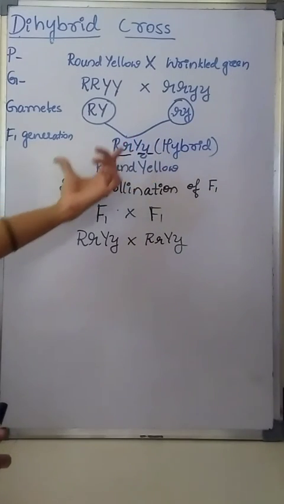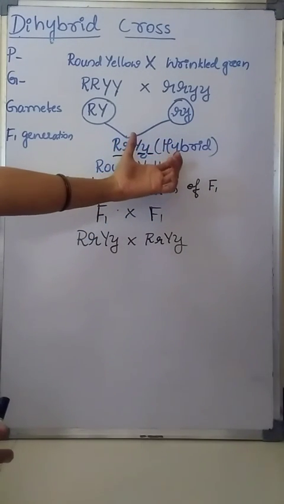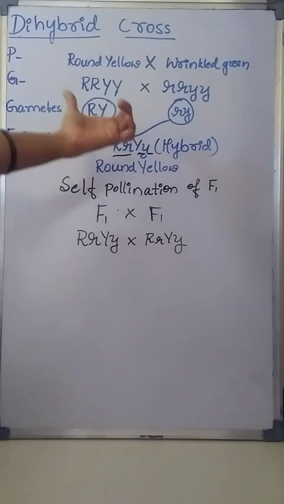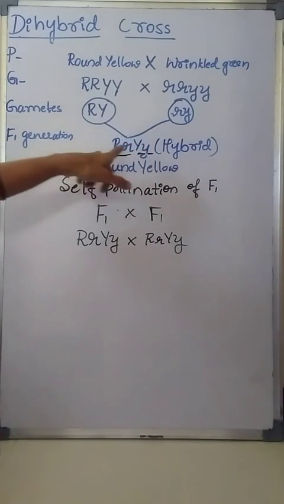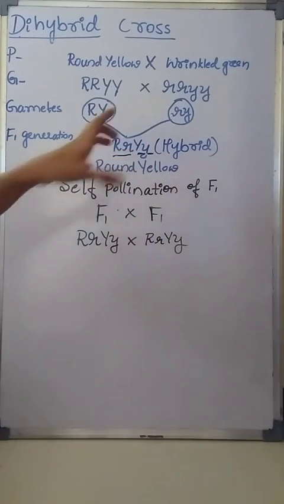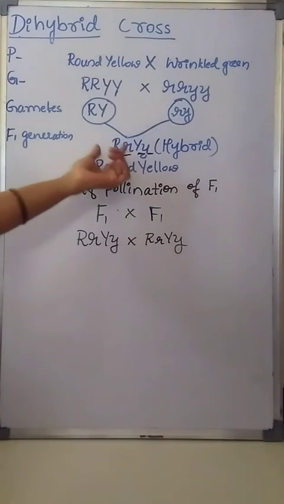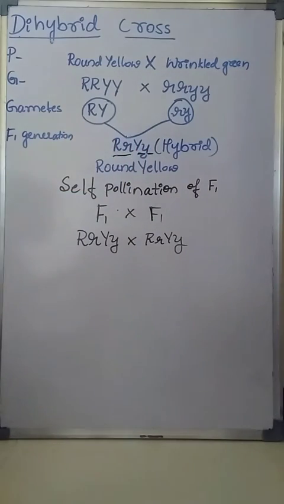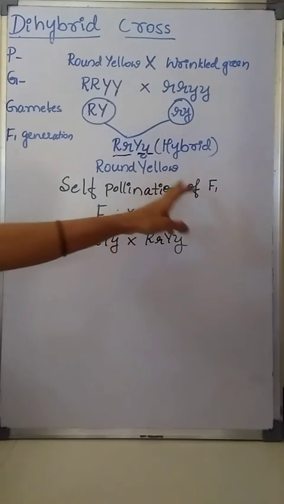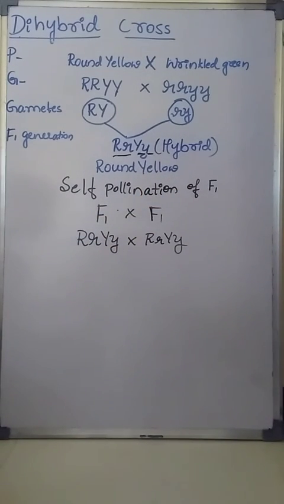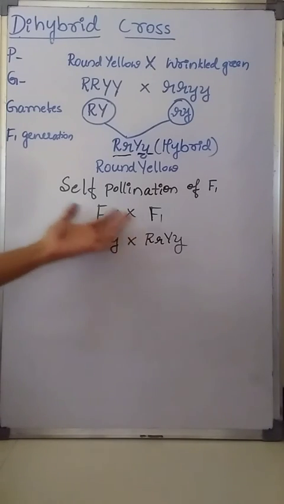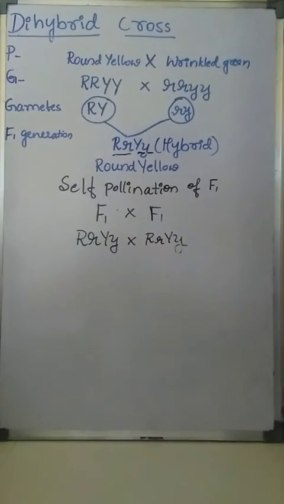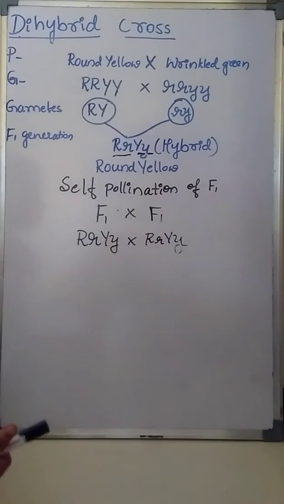But in the F1 generation, we will get the hybrid. Hybrid means having dominant and recessive genes together. So, self-pollination of the F1 generation. Then what are the gametes produced by the self-pollination of the F1 generation? And what are the genotypic ratio and phenotypic ratio of the F2 generation? About these things we will discuss in the next class.